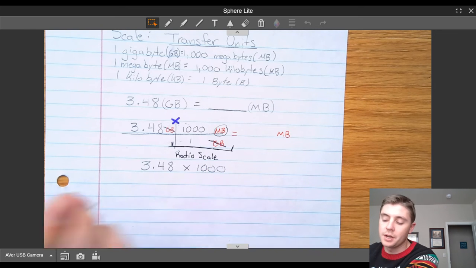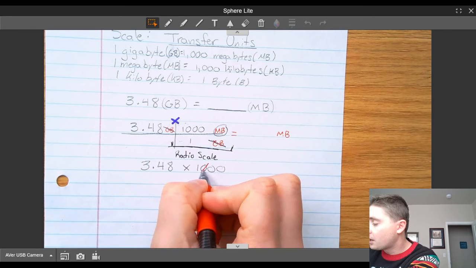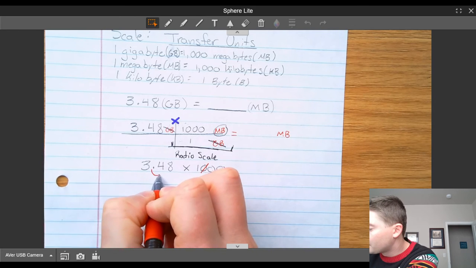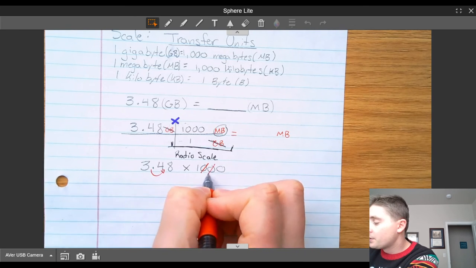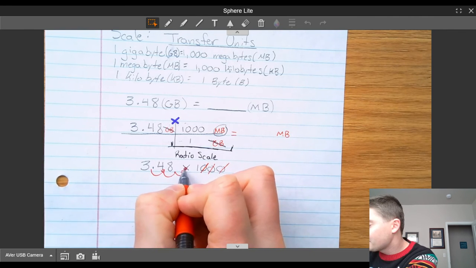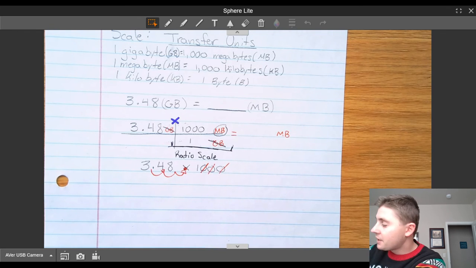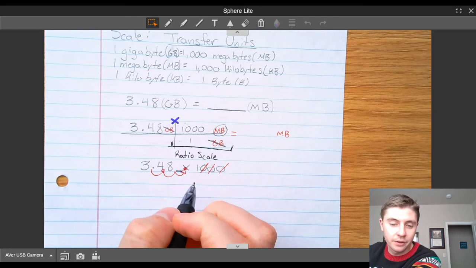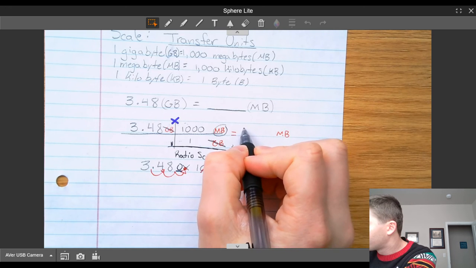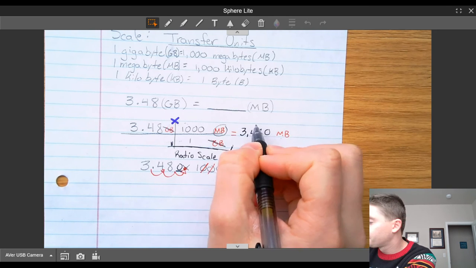1,000 has 3 zeros. In doing so, every time I take off a zero, I'm going to move this decimal 1 place value. Do it again, and I do it again. That means my decimal is going to go right there. Since I am missing a place value, I have to fill that place value in with another 0 to get an answer of 3,480 megabytes.